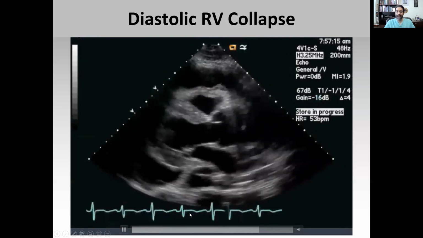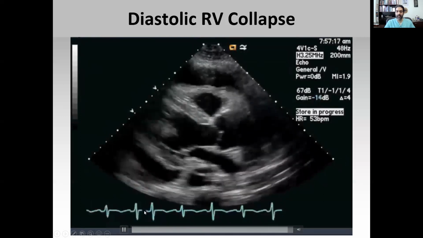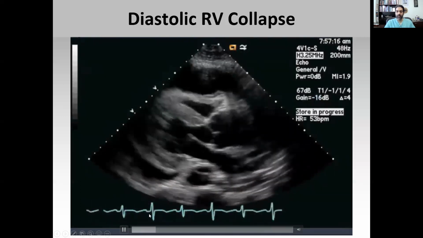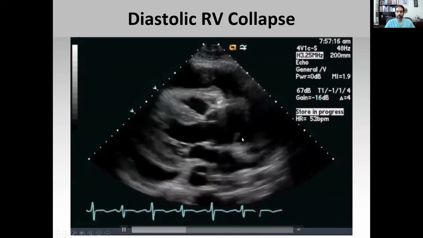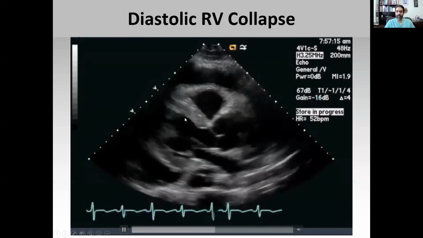But oftentimes we will not have EKG tracing on our views. So if you don't have EKG tracing, the best way to identify systole versus diastole is to look at the valves.